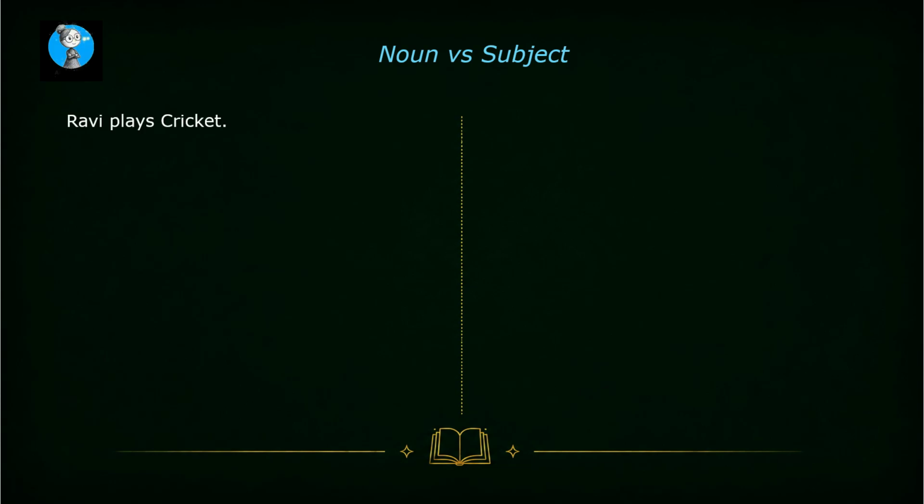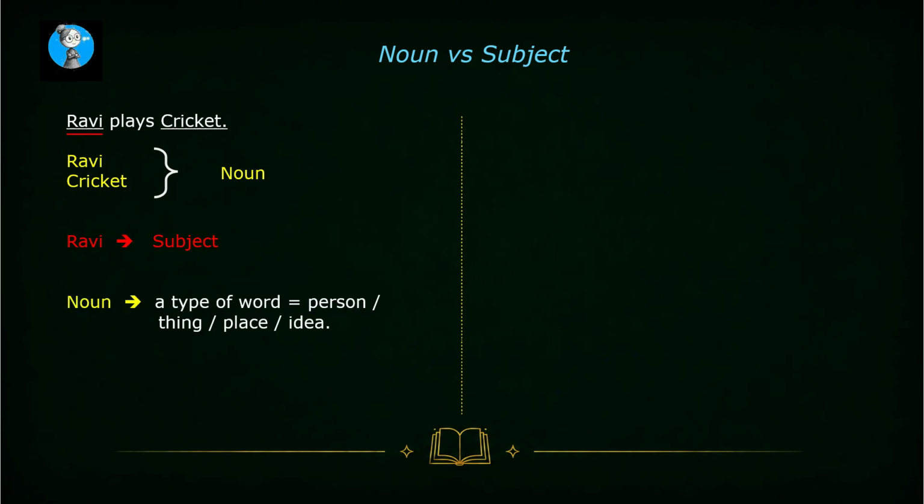Let's start with a simple sentence like Ravi plays cricket. If you focus on specific words, then Ravi and cricket both are nouns, whereas Ravi will be the subject. So noun means it is a kind of word, or simply a type of word. For instance, it could be a person's name, or a thing, or a place, or simply an idea.